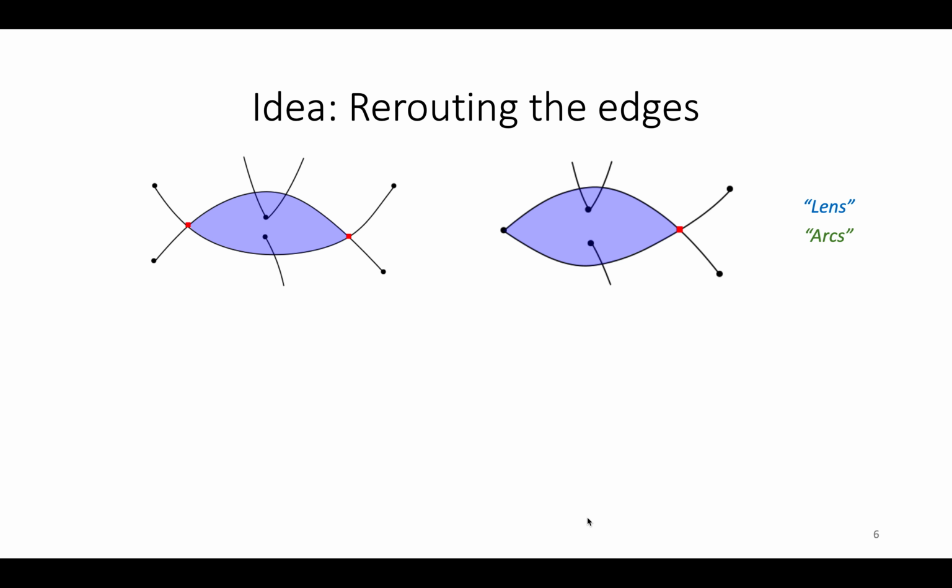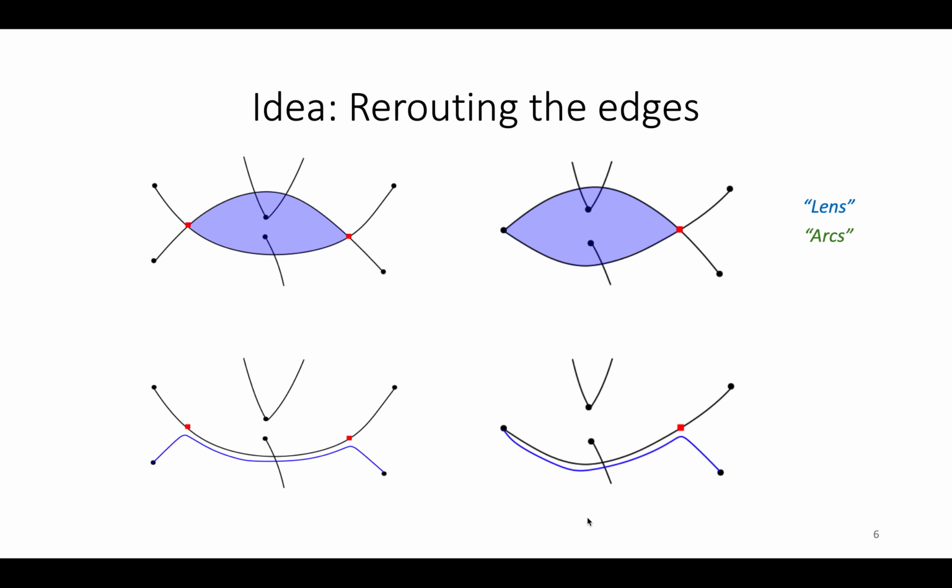To get rid of at least one of these crossings, what we try to do is reroute one of the edges such that we get rid of at least one crossing. What makes sense to do is reroute the edge with a higher number of crossings towards the edge with the lower number of crossings. So in both these cases, we end up with something like this.